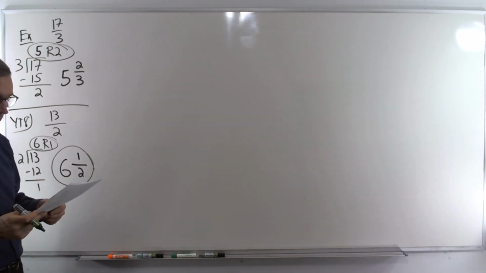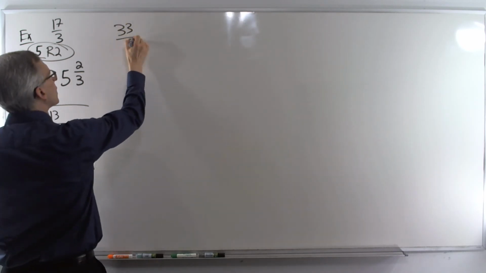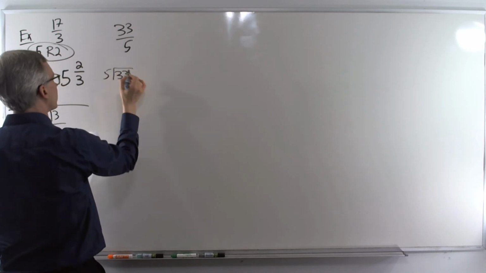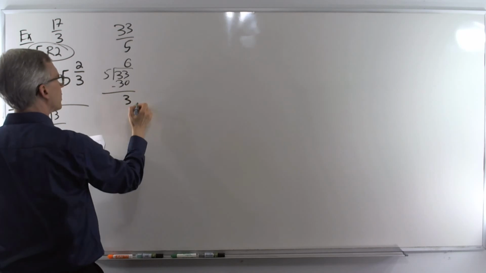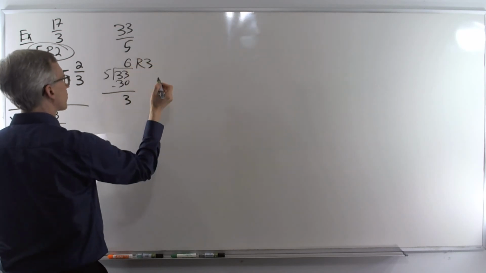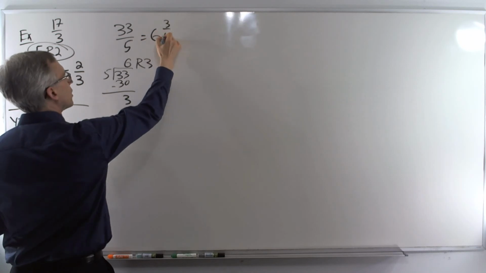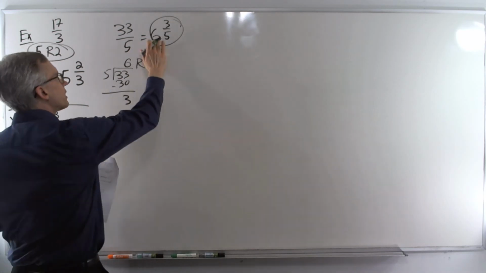Next up, 33 fifths. So we're going to do 33 divided by 5. 6 times to get 30. Subtract to get 3. We got 6 remainder 3. So that gives us 6 3/5.